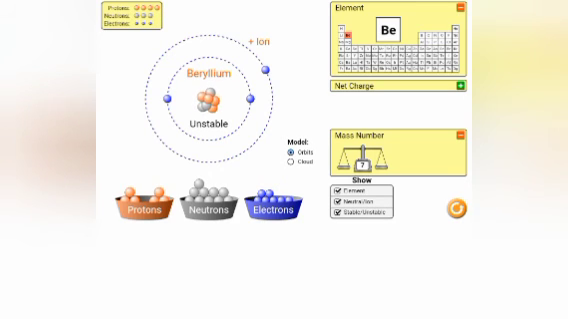So let's move to the next element, which is beryllium. It is also unstable. We need to add a neutron to it to make it stable. And then the positive ion showing here is telling us that it needs an electron to make it neutral. I believe you understand. So we can go on and on like that and get the atomic structure of each element on the periodic table.